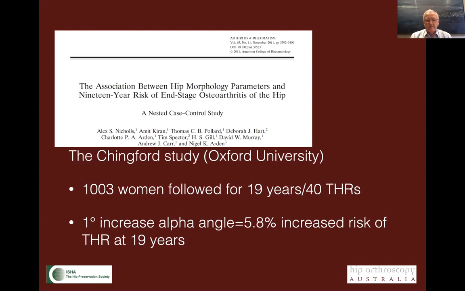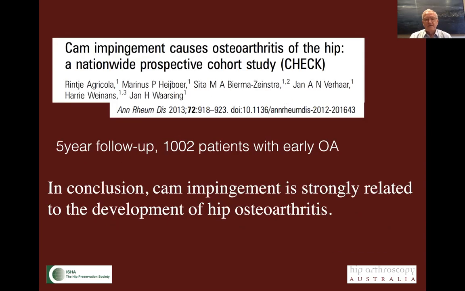And in fact, the size of the CAM lesion as measured by an alpha angle was linearly associated with an increased risk of developing arthritis and requiring total hip replacement by 19 years. A similar study done over a 5-year period in the Netherlands showed the same thing, where CAM impingement was strongly related to the development of hip osteoarthritis.